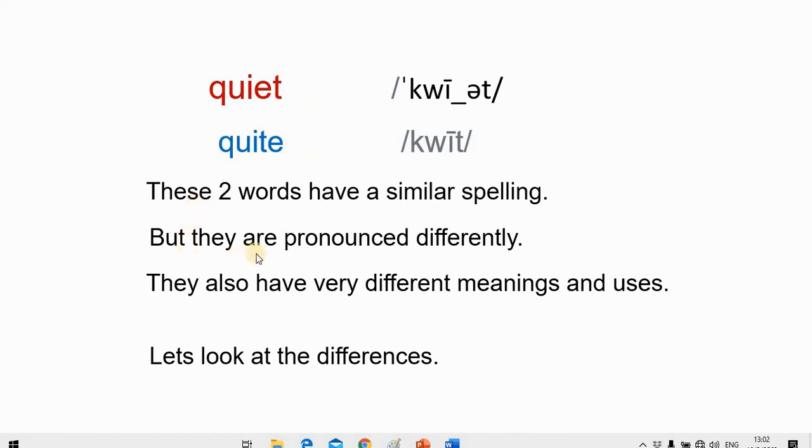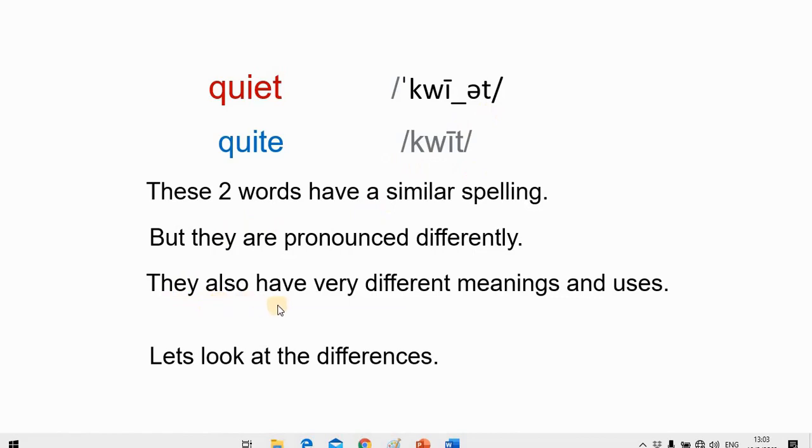but they are pronounced differently. So listen to the pronunciation. Quiet, quiet. So there are two syllables. Now listen to the pronunciation of this word, white, white. So you can hear that there's only one syllable and the sound is slightly different. So we have quiet, two syllables, and quite, which has only one syllable.